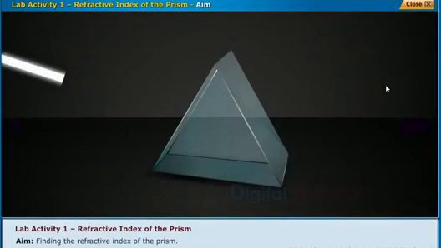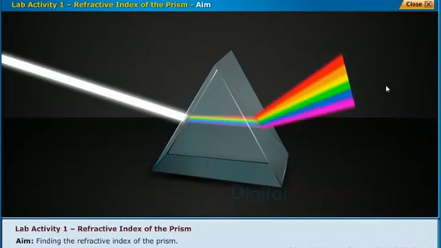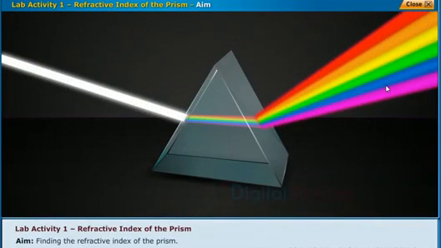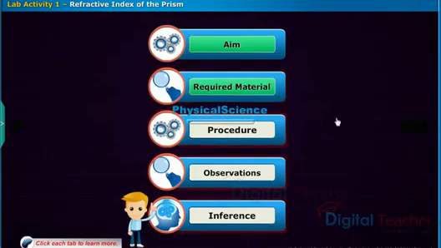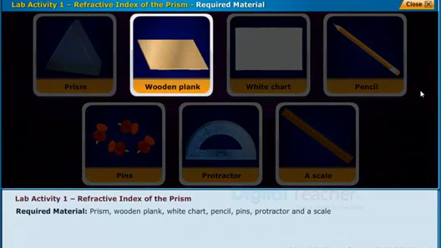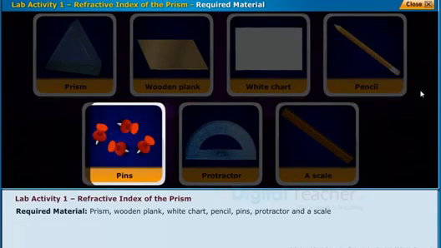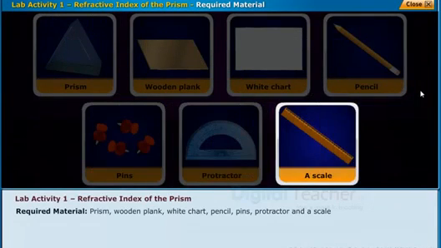The aim is finding the refractive index of the prism. Materials required are prism, wooden plank, white chart, pencils, pins, protractor and a scale.